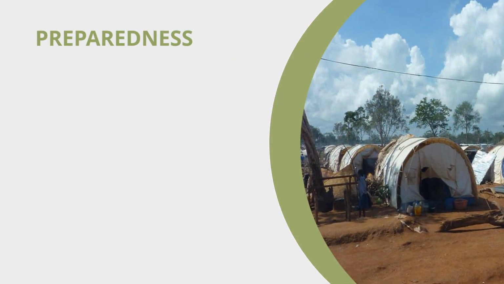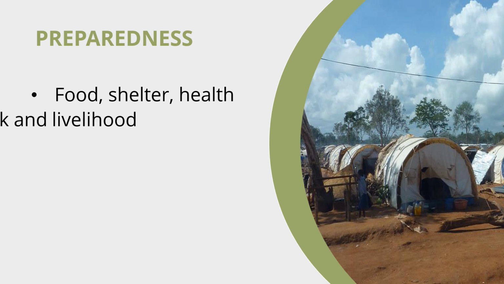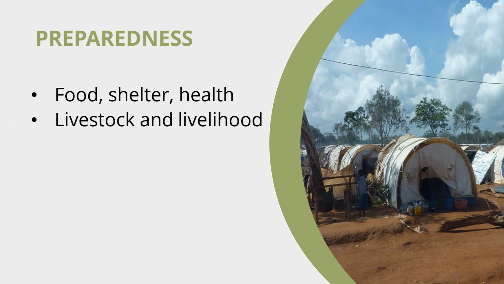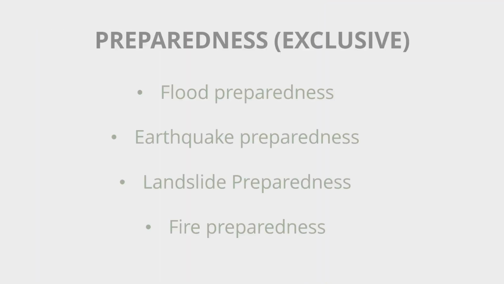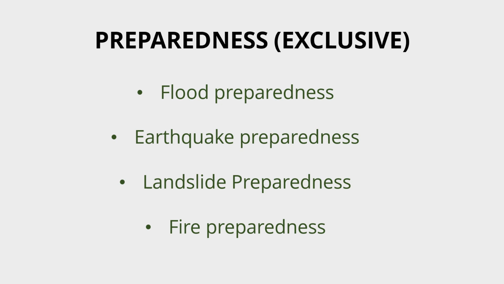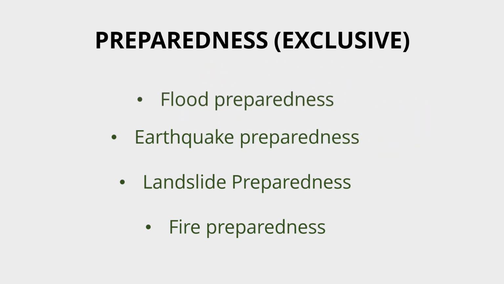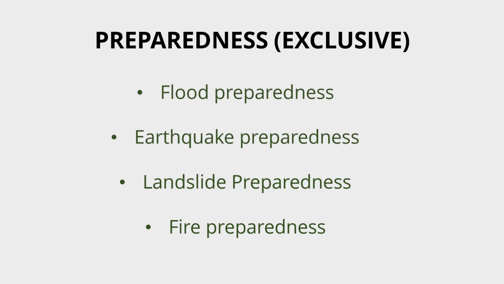So, when we're talking about preparedness, we usually refer to the various activities related to food, shelter, and health. The preparations can be applied not only to our lives, but also to our livelihood, which includes livestock and agricultural products. You can also talk about security. It's also very important to mention gender issues and social inclusion. Looking at the vulnerable groups within our society, how can we help them to be better prepared for disaster?